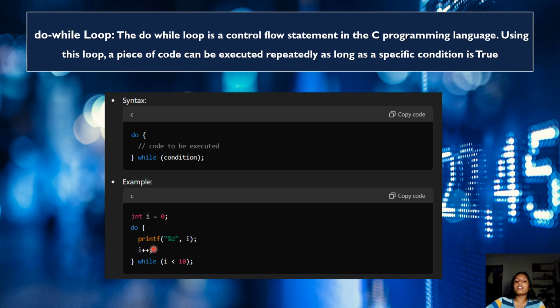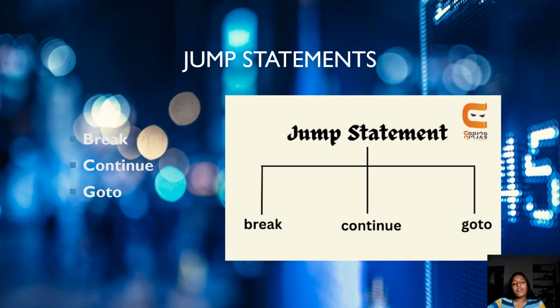That is the work assigned to this particular code, and this operation is only going to execute until this while condition, that is i is less than 10, holds. Once the i value becomes equal to 10 or greater than 10, this do part of the code will not be executed. We have now completed the iterative statements, and next we have jump statements.